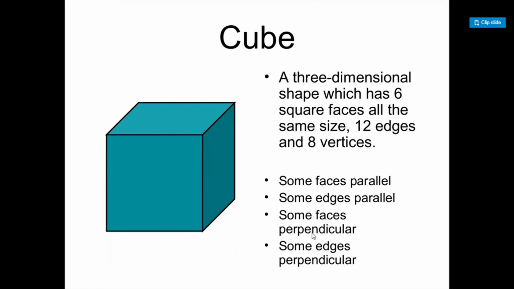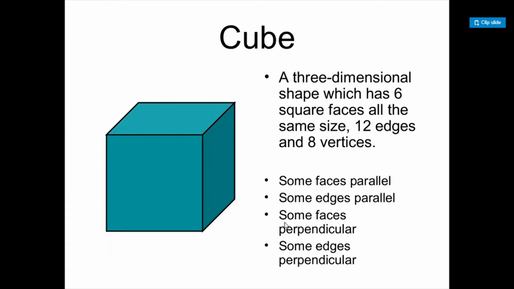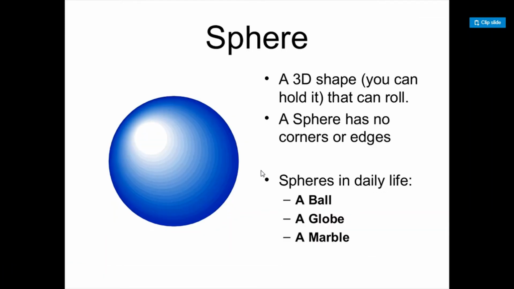So a cube is a three-dimensional shape which has 6 square faces, all the same size, and 12 edges and 8 vertices. Some faces are parallel, some edges are also parallel, some faces are perpendicular, and some edges are also perpendicular. So that's it. This is one example of a 3D shape, which we call a cube.